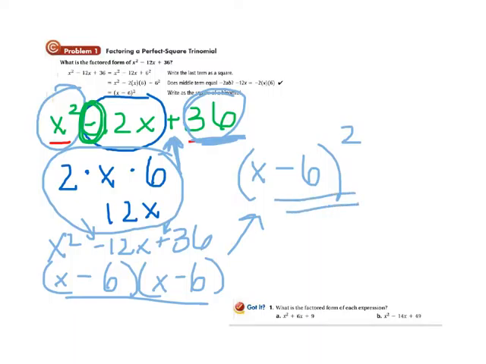This is just a simpler way of writing it, which if you ever do have two terms that match like that, you should simplify it to this form. Alright, pause the video and go ahead and try the got it's.